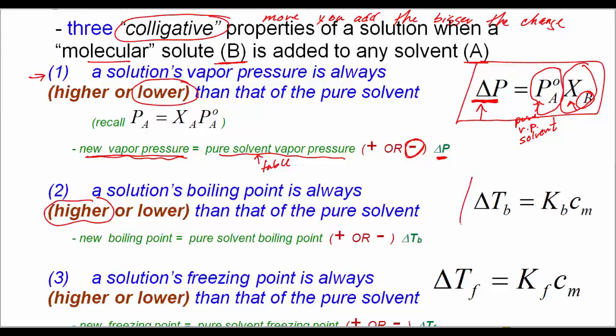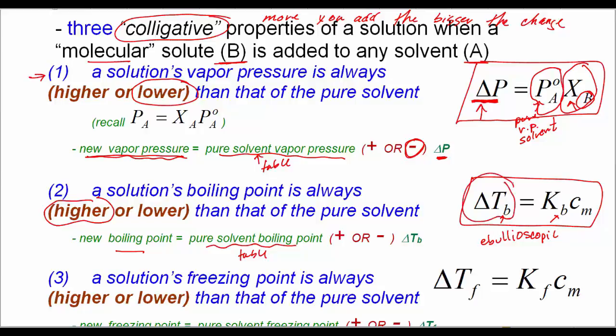Okay, so here's an equation for boiling point, how much it's going to go up. And little b just stands for ebullioscopic. That's what the little b stands for. Okay. So if you want to get the new boiling point, look up the pure solvent boiling point in a table, and then we add or subtract this number that we're going to calculate.